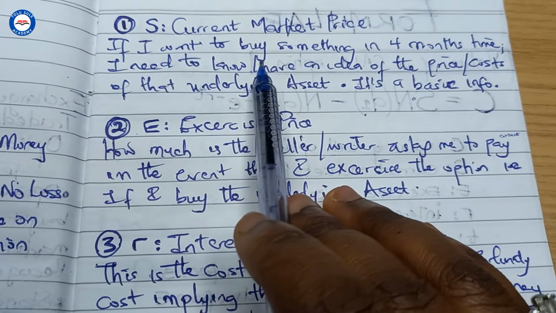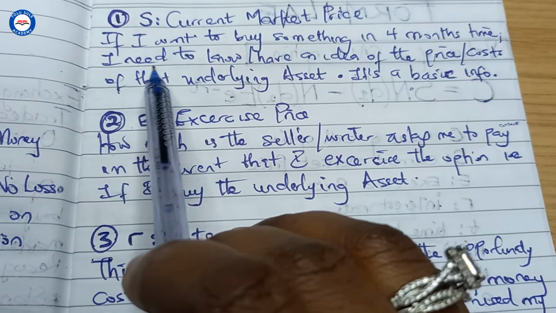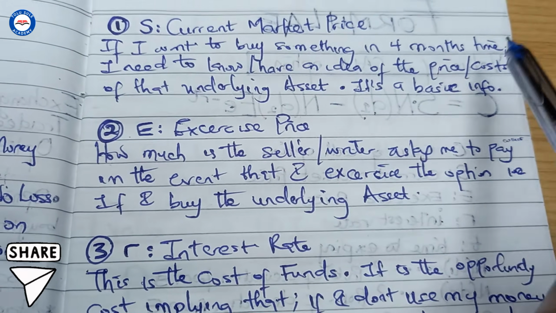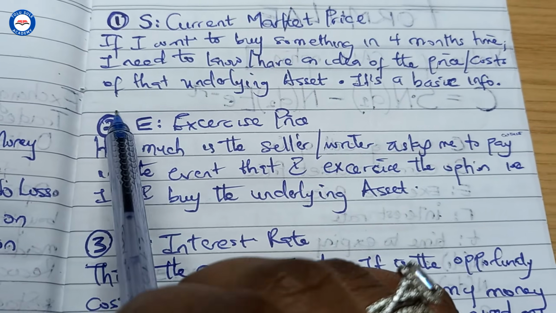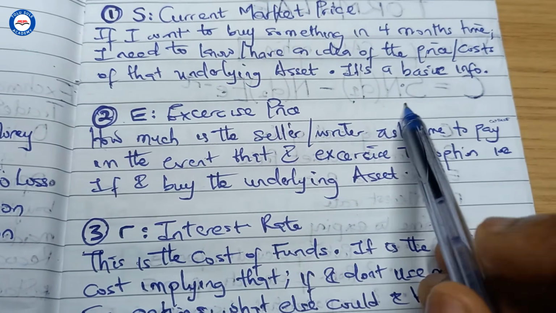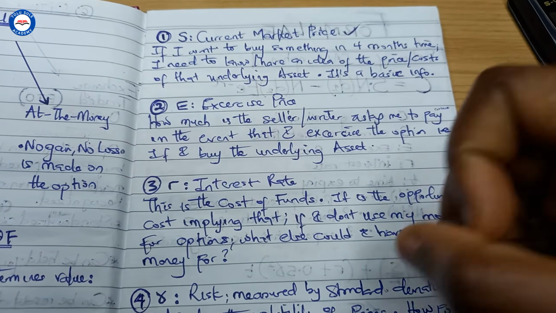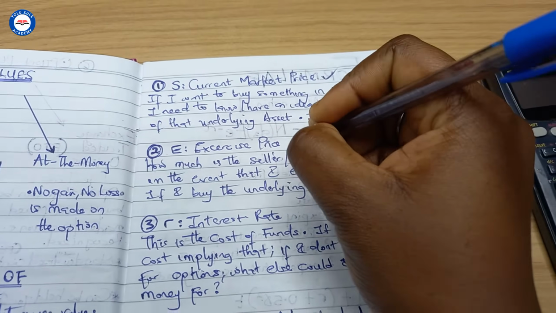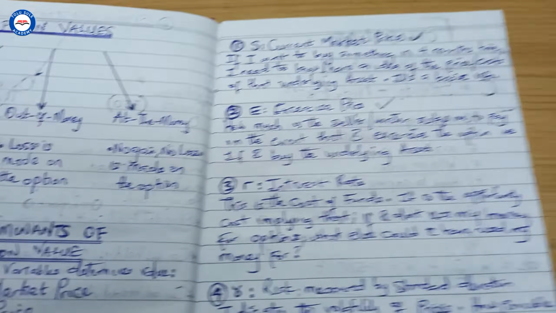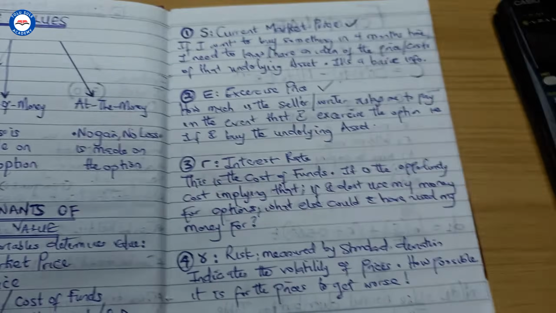If I want to buy something in 4 months' time, I need to know or have an idea of the price or costs of that asset. It is basic information. Exercise price. How much is that future price? So the exercise price is important in valuing the option.